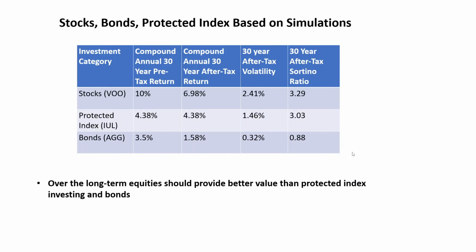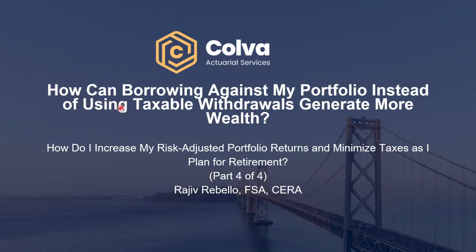So in this section of our presentation, we'll be talking about how borrowing against my portfolio, instead of using taxable withdrawals, can generate more wealth for both myself and my beneficiaries. Again, this is part 4 of our presentation on how do I increase my risk-adjusted portfolio returns and minimize taxes as I plan for retirement. If you haven't seen the previous sections of this presentation, I'll include links down below.